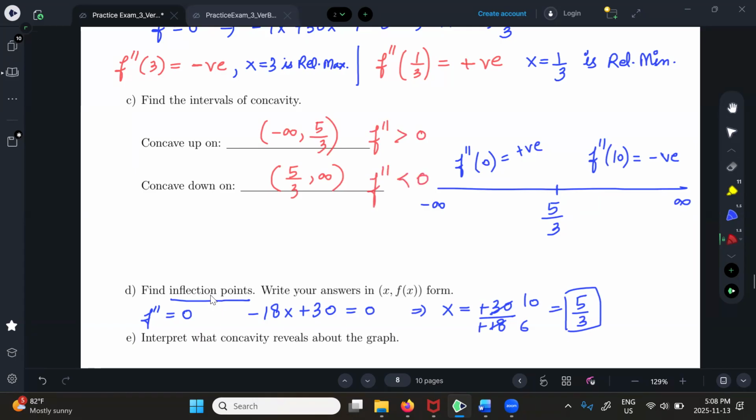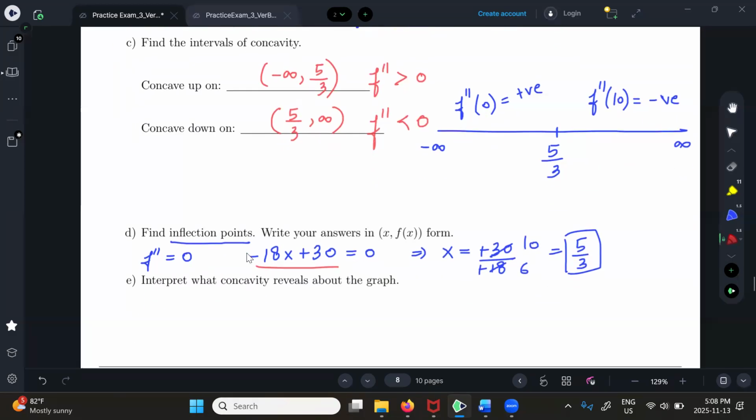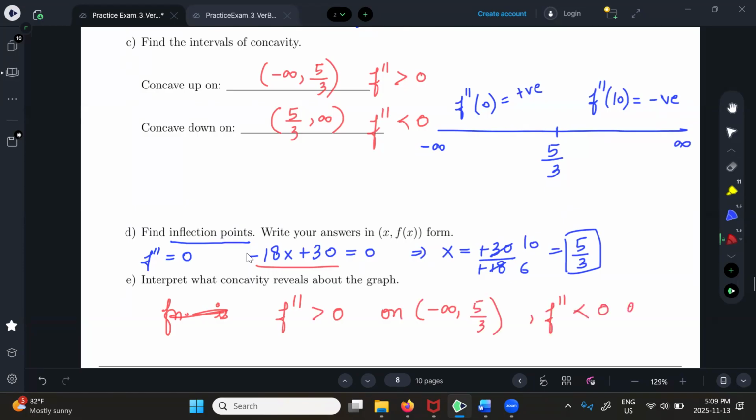For the test points, you have to find the inflection points first, okay? Making F double prime equals 0. It will be a very straightforward question. What does the concavity reveal about the graph? Write one sentence: just say that F double prime is greater than 0 on negative infinity to 5 over 3. F double prime is less than 0 on 5 over 3 to infinity. Okay? That's what it tells me. Good?